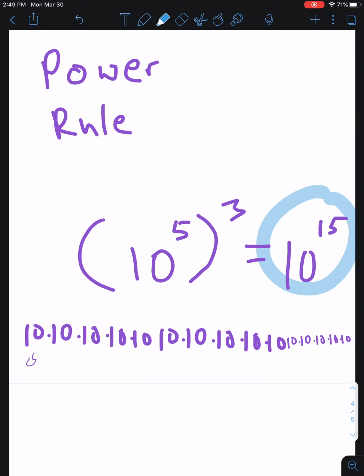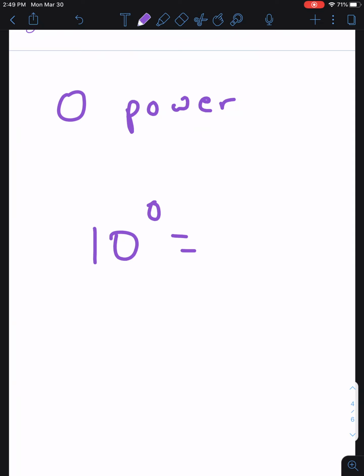Before we finish, give me 2 more minutes and we'll go over the 0 power rule. The 0 power rule is my favorite rule. If we have 10 to the 0 power, guess what that equals? Go ahead, guess. What do you think? No, that's wrong. Just kidding, it's right. It is 1. Any number to the 0 power is going to be just 1. Any number at all.